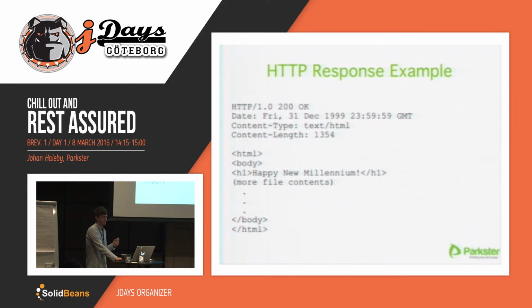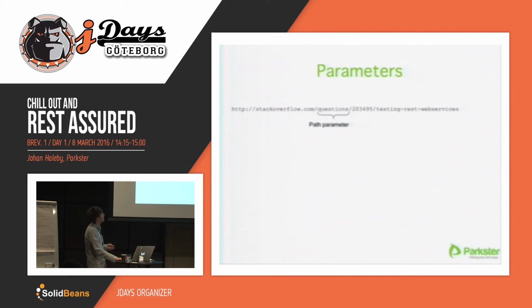But we can not only send these text documents, we can also provide some parameters when we send our request. One kind of parameter that I call a path parameter is something that makes up a path. In this example, questions is one path parameter, and Testing REST web services is another path parameter. And then, of course, we have query parameters that you send. You specify them on the right side of the question mark, and these are also name-value pairs. Here we have one where source ID is equal to Chrome, and they're separated by an ampersand.